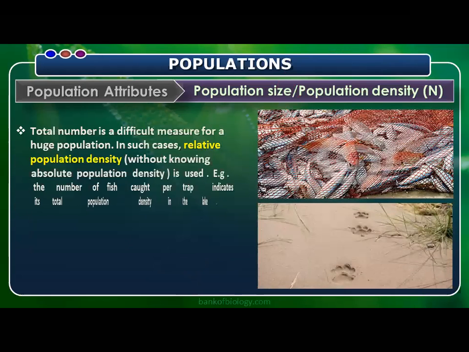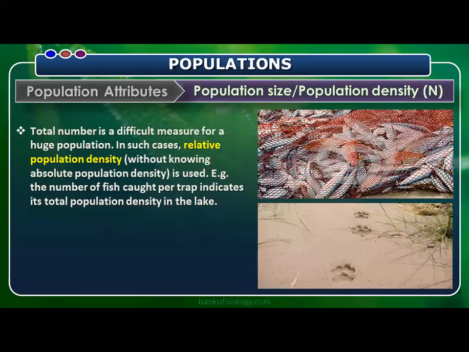Next, continuing, the total number is a difficult measure for a huge population. That means calculating how many fishes are present in a lake is going to be difficult. In such cases, we take relative population density without knowing absolute population density. You can't count the fishes living in a river or stream or a reservoir. So we collect relative population density instead of absolute population density. The number of fish caught per trap indicates its total population density in the lake.